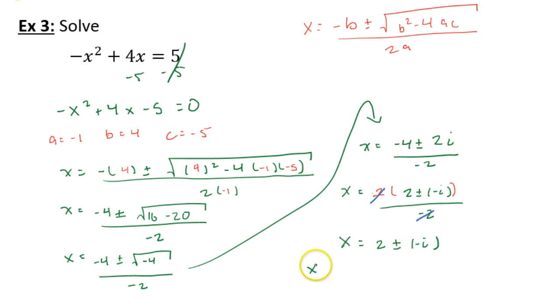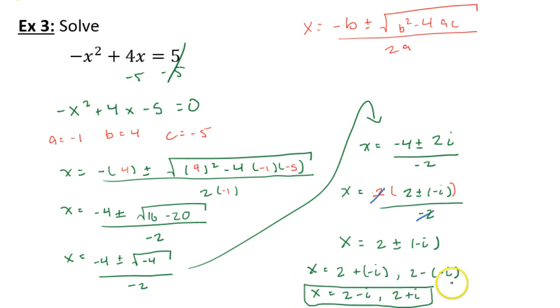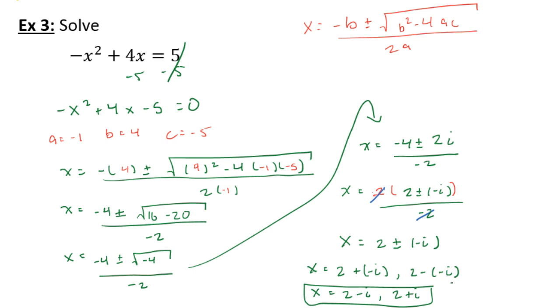When my negative 2s cancel out, I get x is equal to 2 plus or minus this negative i. So if I rewrite my solutions, I get 2 plus a negative i and 2 minus a negative i. This just simplifies to 2 minus i and 2 plus i, my two solutions. So that's what makes it hard, that final step of reducing.